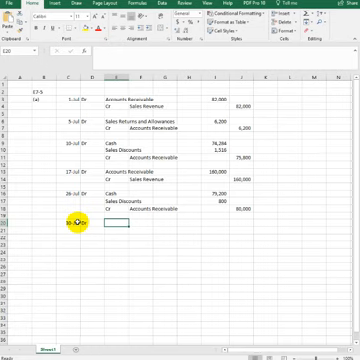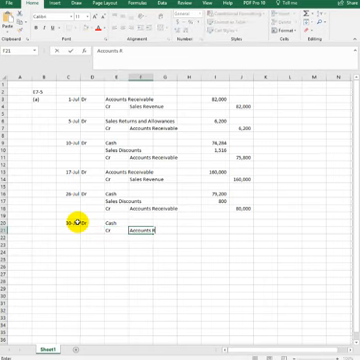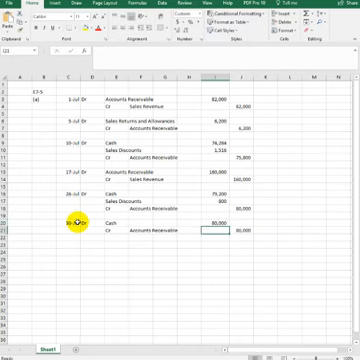Okay, so we got cash, and we just got the rest of our accounts receivable. So we got the other 80,000. They didn't send us anything back. Pretty straightforward. So that was exercise 7-5 with the gross method.